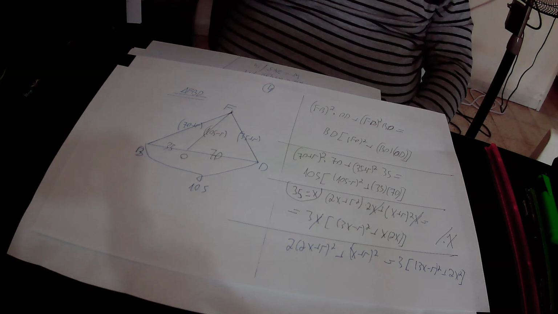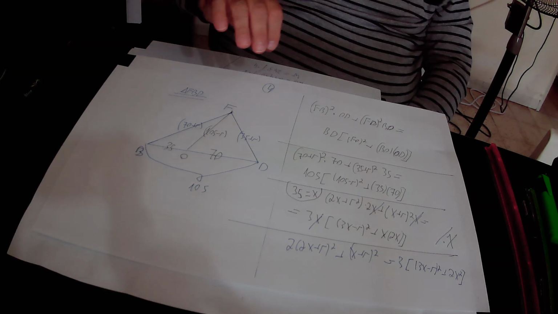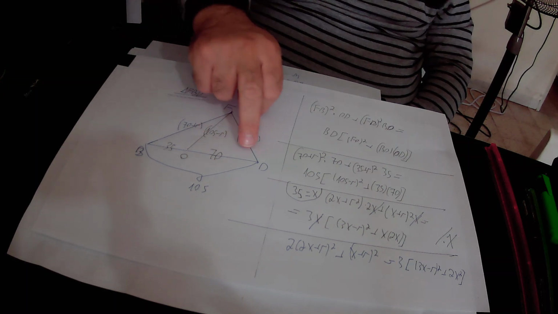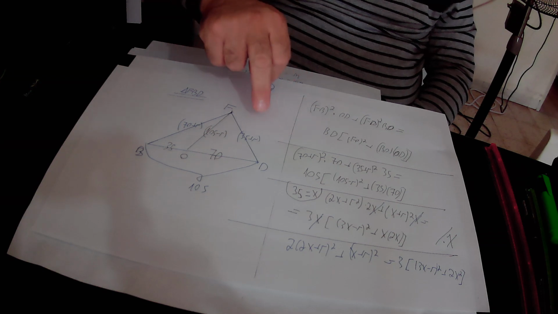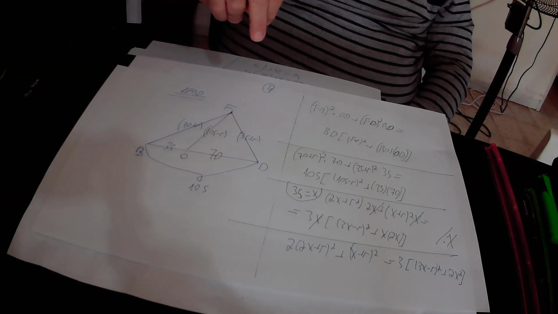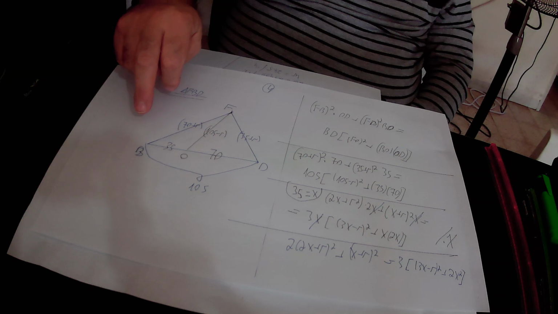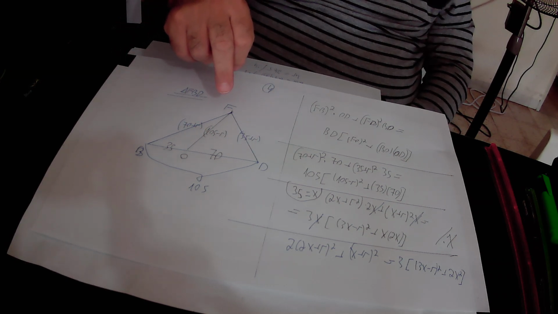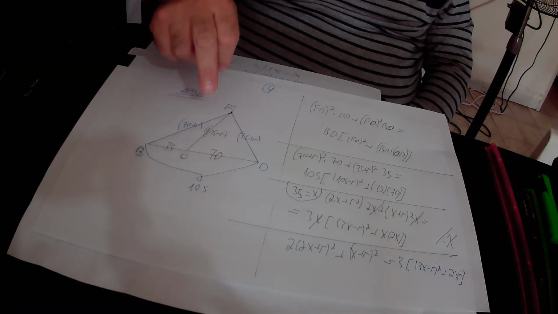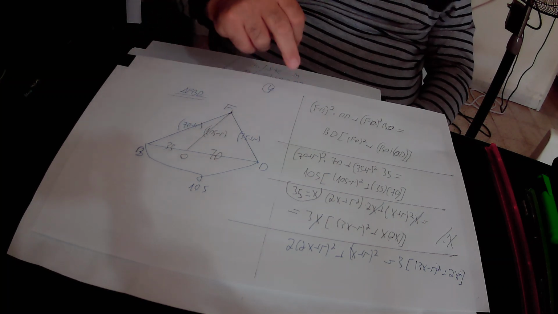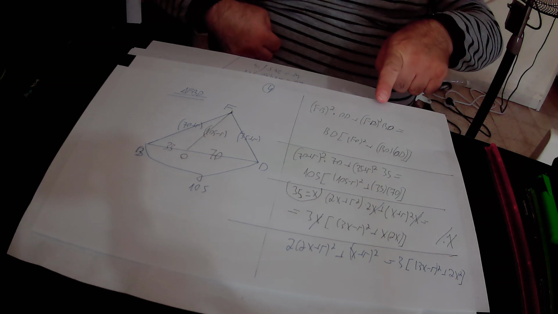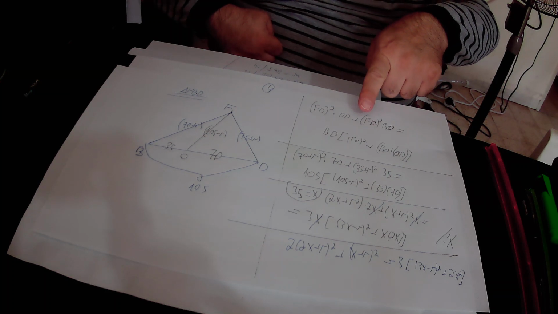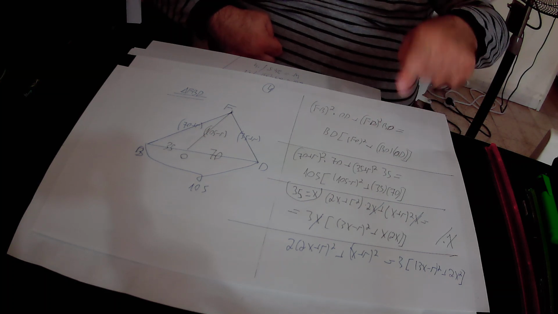Implementing Stewart's theorem here, we get that FB squared times OD plus FD squared times BO equals BD. Then we open the brackets. Inside the brackets we have FO squared plus BO times OD. I'll repeat again, FB squared times OD plus FD squared times BO equals BD, and inside the brackets we have FO squared plus BO times OD.